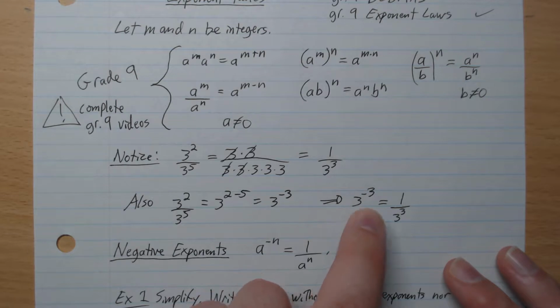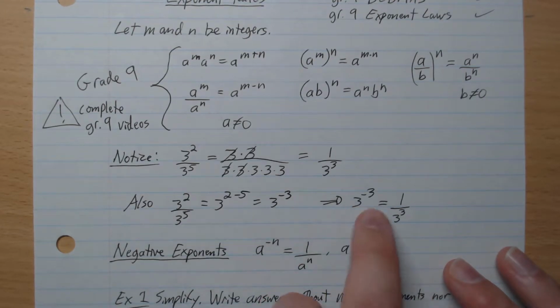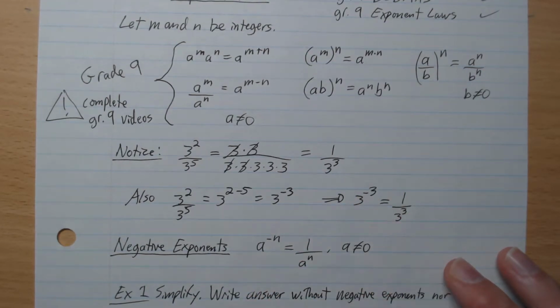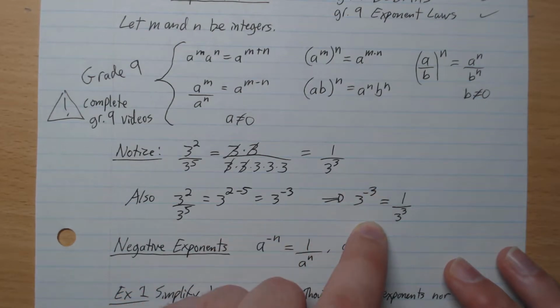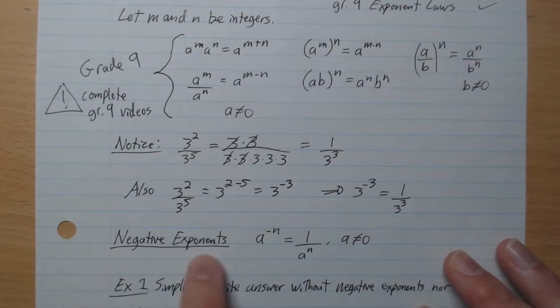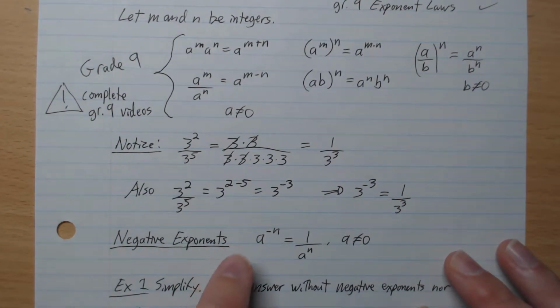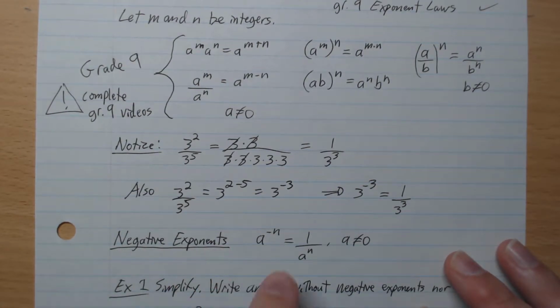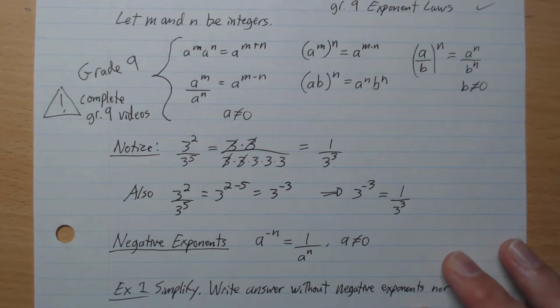So a negative exponent, 3 to the negative 3, is the same as 1 over 3 to the 3. We kind of bring it down and then turn it to a positive exponent. And so this is our negative exponent rule: a to the minus n is equivalent to 1 over a to the n, like that. And this is for a non-zero.